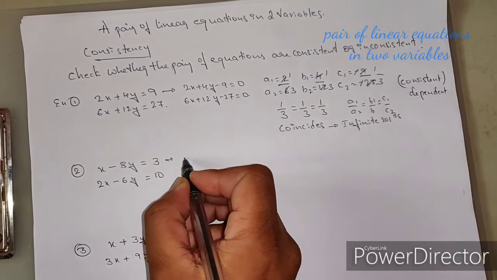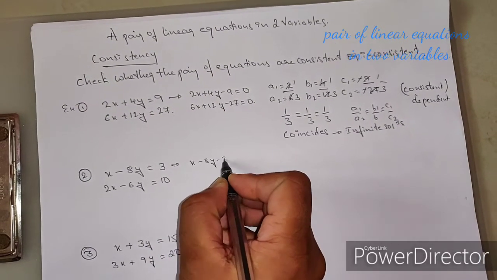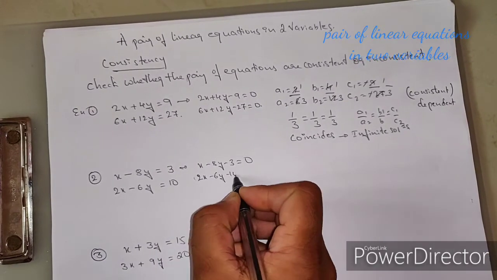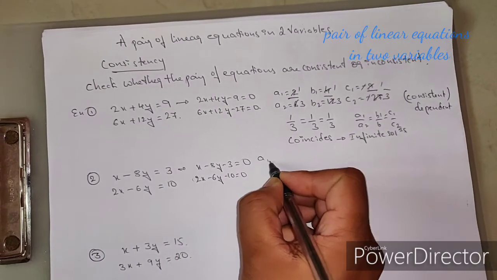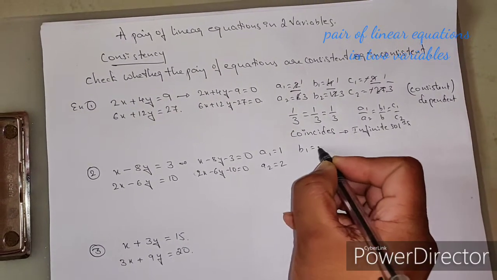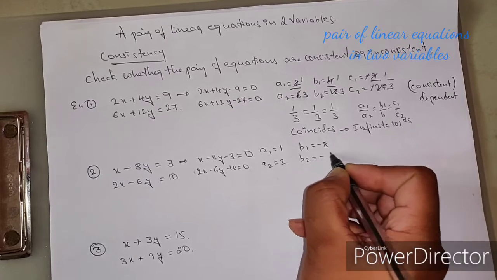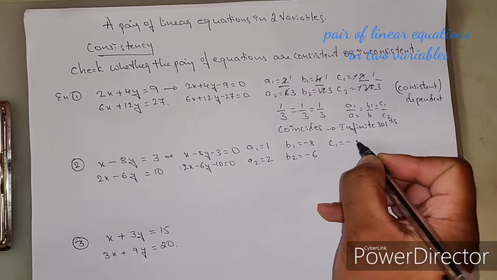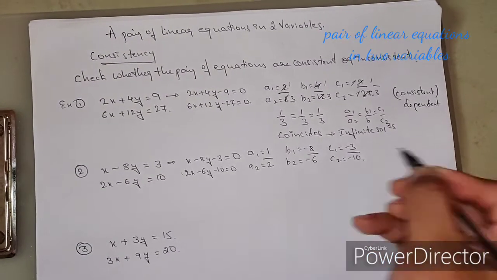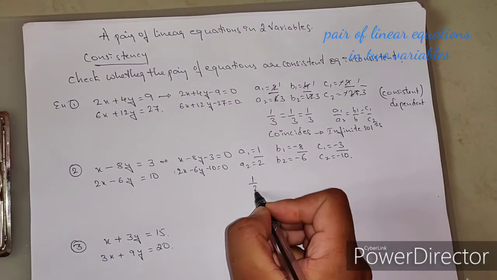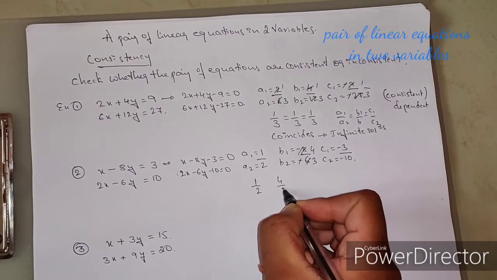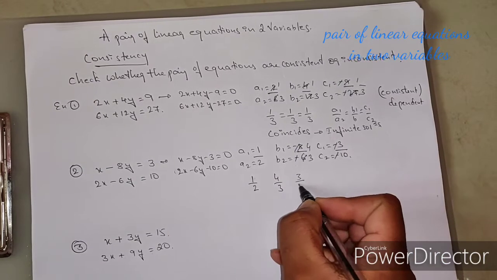The standard form can be written as x minus 8y minus 3 equal to 0, and 2x minus 6y minus 10 is equal to 0. So a1 here will be 1, a2 will be 2, b1 will be minus 8, b2 will be minus 6, c1 is equal to minus 3, c2 is equal to minus 10. When we divide them, what do we get? Here we get 1 by 2, here we get 4 by 3, here we get 3 by 10.